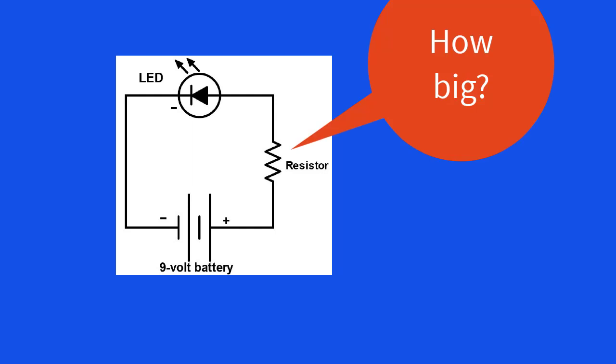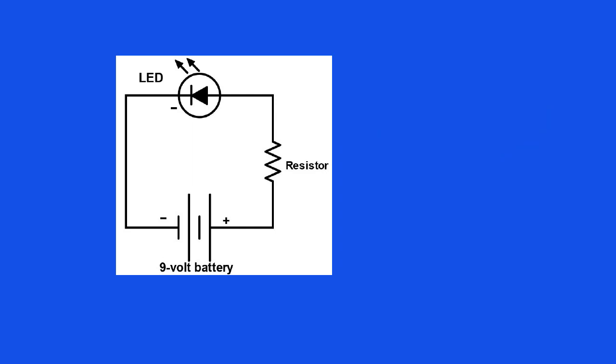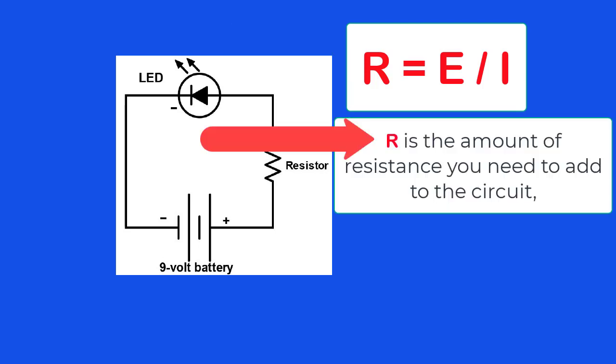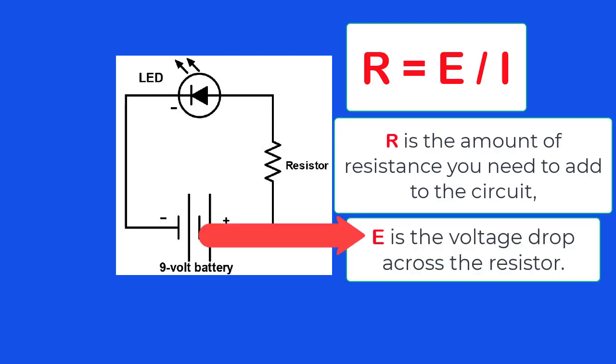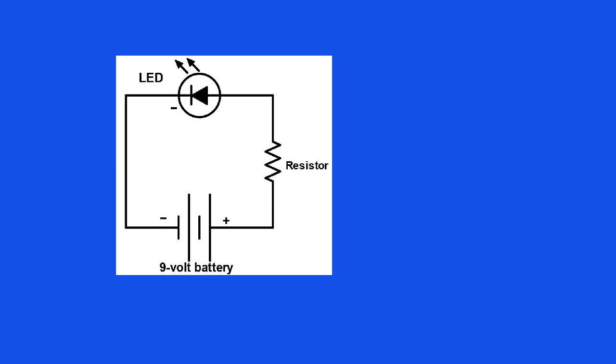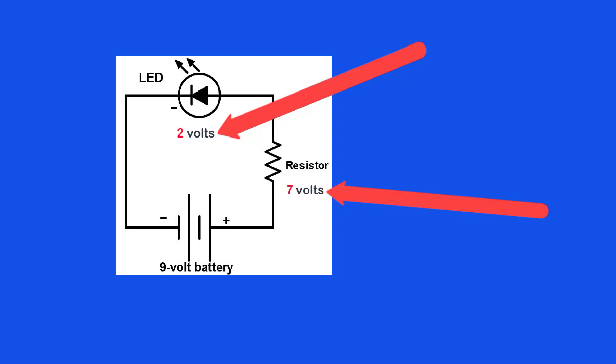You learned from Lesson 18 that the formula is R equals E divided by I, where R is the amount of resistance you would need to add to the circuit, E is the voltage drop across that resistor, and I is the amount of current required by the LED. So, a red LED drops 2 volts, therefore the resistor in the circuit would need to drop the other 7 volts, because 2 volts plus 7 volts equals the battery voltage of 9 volts.